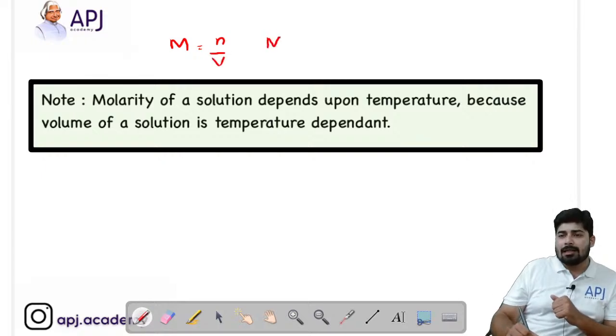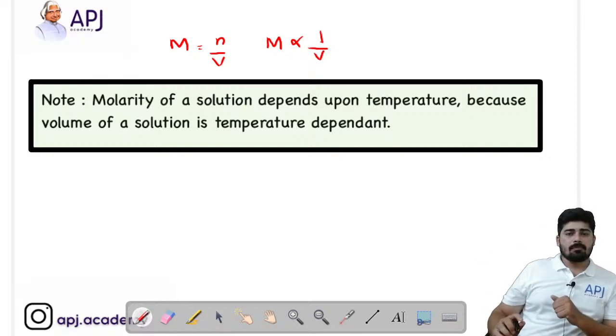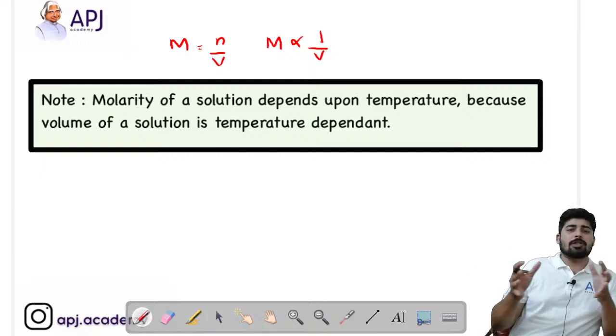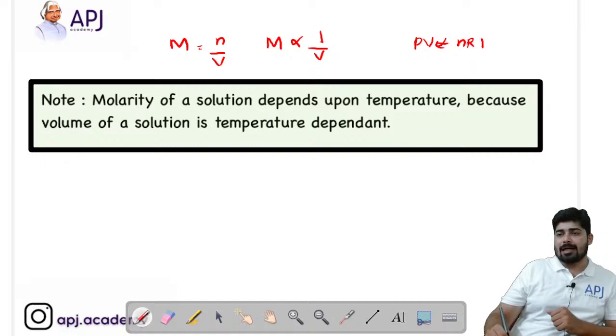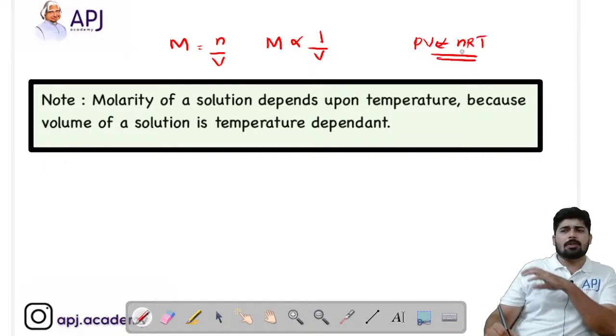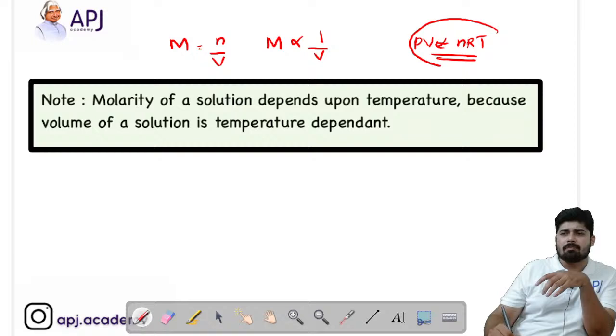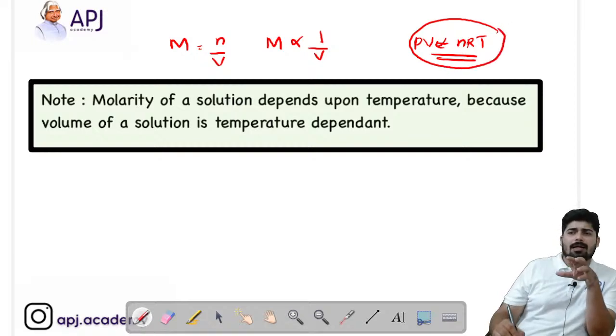That means molarity is inversely proportional to volume. So if you increase the temperature, the expansion takes place and the volume increases. From the ideal gas equation, we know that PV is equal to nRT, where V is directly proportional to T. Here, even though this is the ideal gas equation, what are we considering?